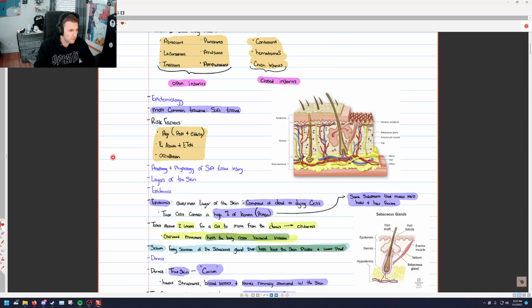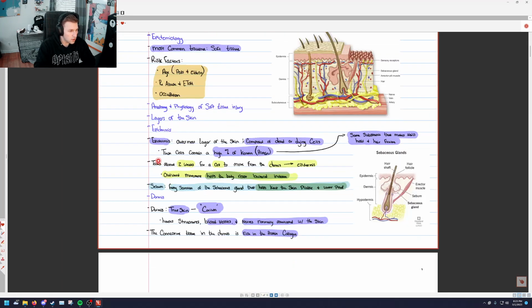We do have some of our prescription medications and occupation, I guess. For the most part, just understand that we have layers of our skin. So we have our epidermis. Epi is going to be on our top. Right under the epidermis is this small little layer.